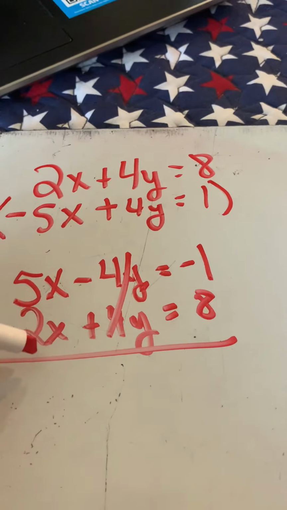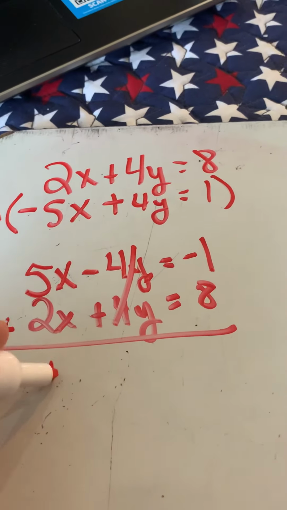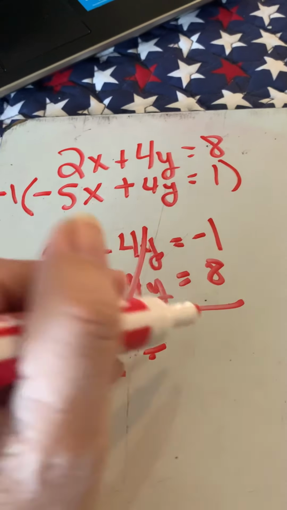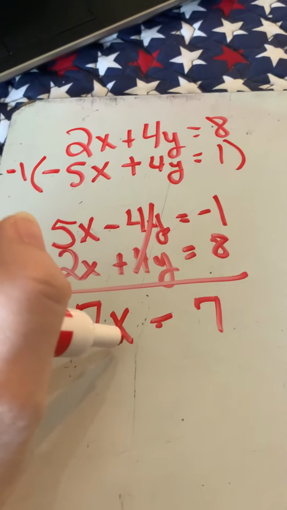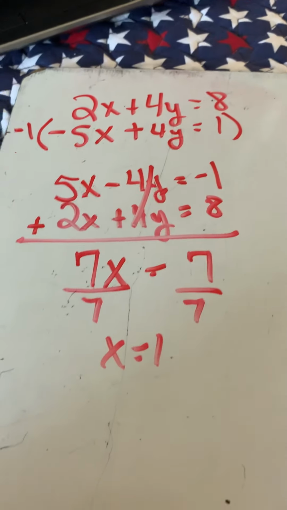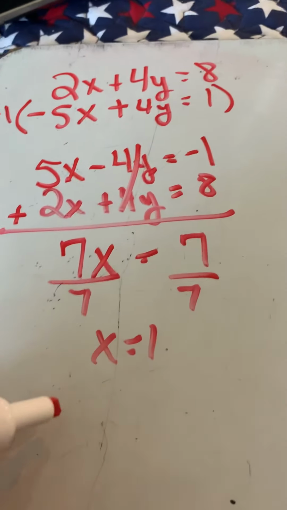So now I'm down to one variable. 5x plus 2x actually gives me 7x. And 8 minus 1, or -1 plus 8, gives me 7. If I divide both sides by 7, x is going to equal 1. I'm going to take the value of that and plug it into one of the original equations.